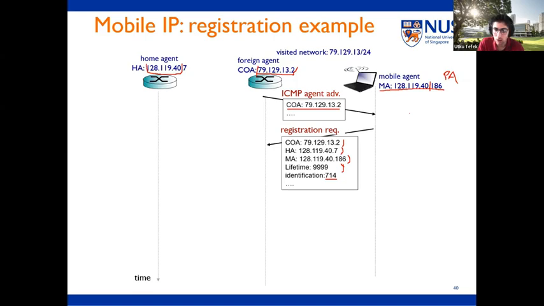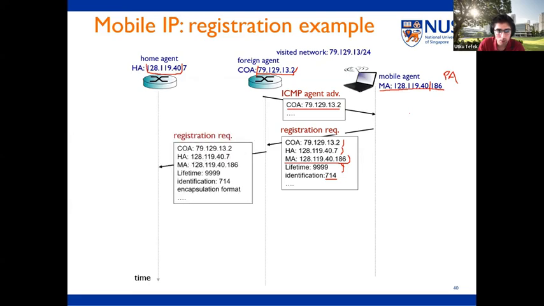So now the foreign agent receives this registration message and records the mobile node's permanent address. The foreign agent now knows that it should be looking for datagrams containing an encapsulated datagram with the destination address shown here, same as the permanent address of the mobile agent. And then that foreign agent forwards that to the home agent for the home agent to learn the care of address.